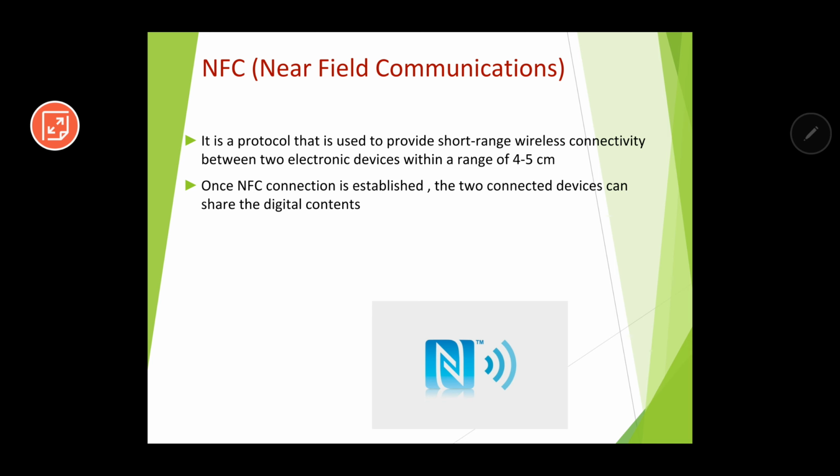Now how is the connection established? Suppose there are two mobiles which have NFC, then they need to come close to one another and the range should be only between 4 to 5 centimeters, and after that with the help of NFC technology they can exchange messages, data, apps and various other resources. It is a very fast mode of communication and a very secure mode of communication because the two entities need to come very close for NFC to perform well.